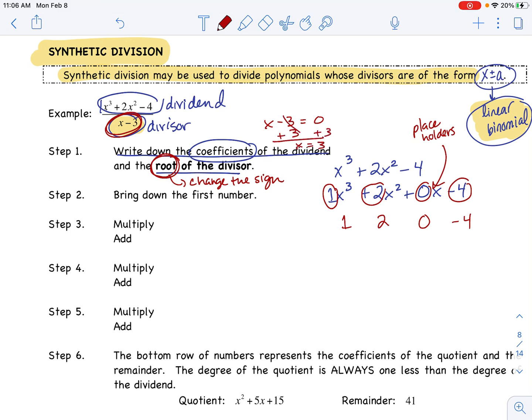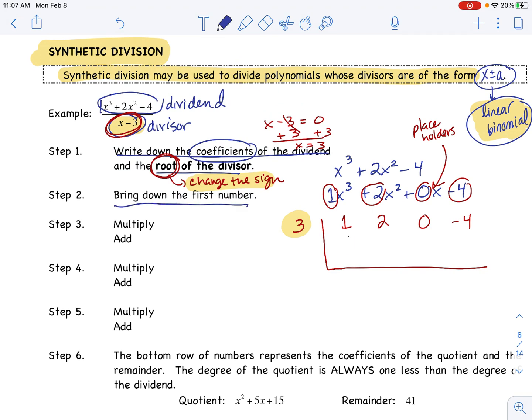And so its root is positive 3. So I write down the root of the divisor out here, and then I do this line. Some people draw it a little differently depending on how your teacher showed you. You might have done something a little differently, but that's how I draw them. So that my root of my divisor is out here. I changed the sign. It was x minus 3. I changed it to positive 3. Okay, now I go through my steps. So they're pretty easy.